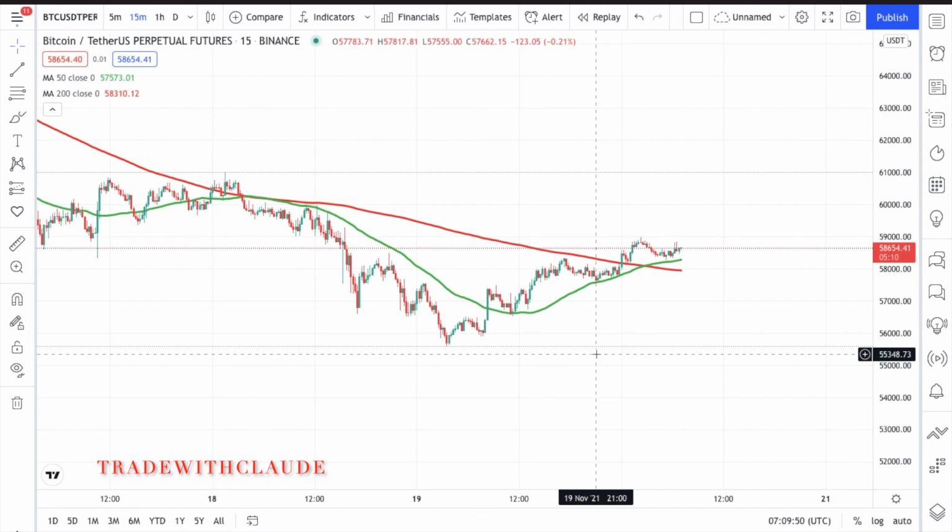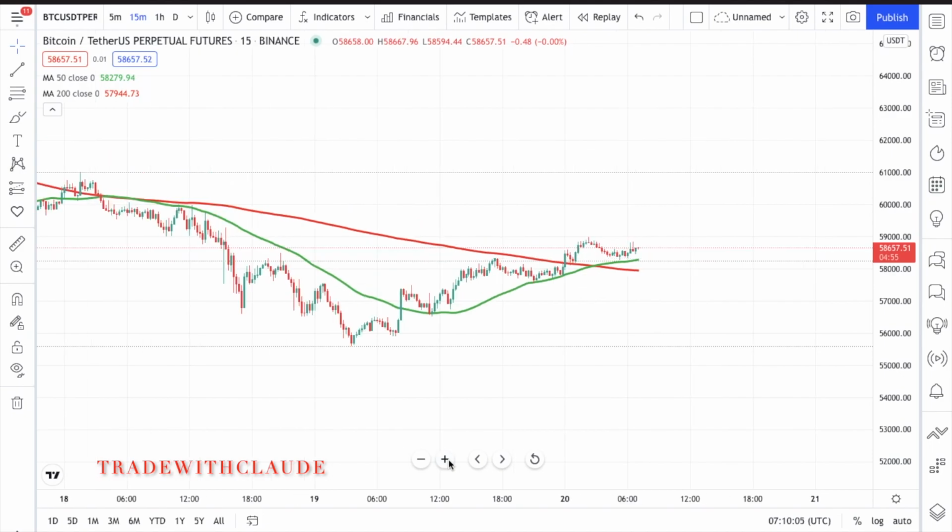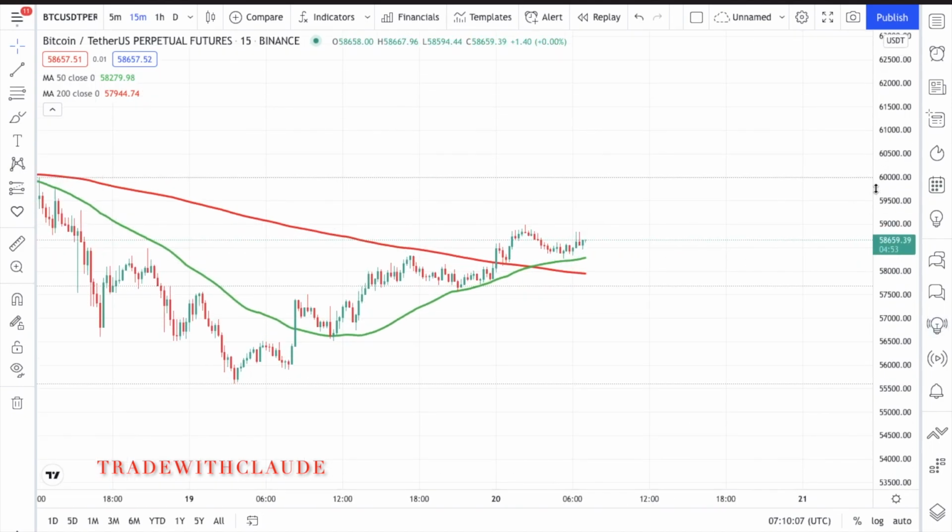This is a continuation of the moving average, dead cross and golden cross. So now you want to learn how to make an entry and how to make an exit, because this is something very important. So this is our chart.